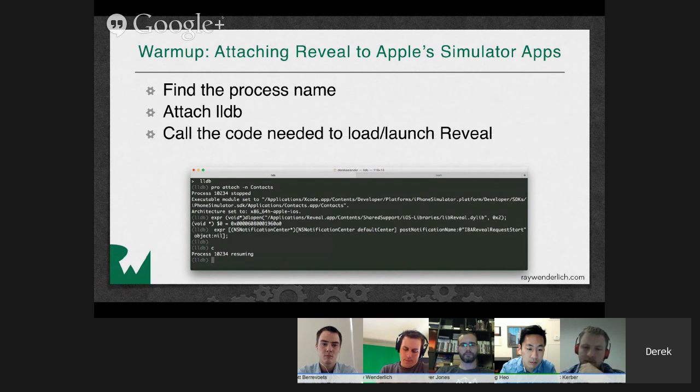Once you do that, you call the code needed to load and launch Reveal. And then after that, you just resume the program. I think when this talk is done, I'm going to give Ray the code needed to be able to do this, but you can see it in the screenshot below in Terminal.